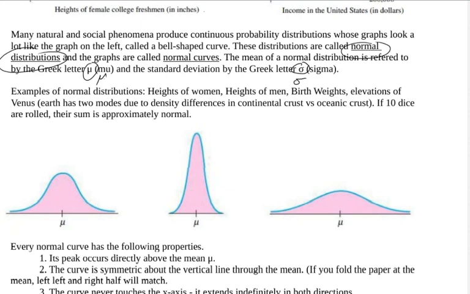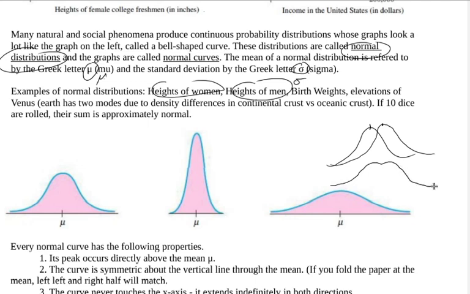Some examples of where you would see normal distributions: the heights of women or the heights of men. Interestingly, if you add those together and overlay them, the average height of men is just slightly above the average height of women, so you would actually get something that isn't quite a normal distribution. You might get something that takes a little slump and then goes back up again.